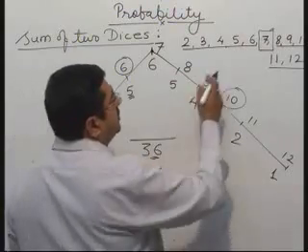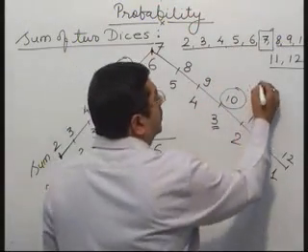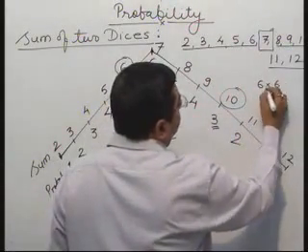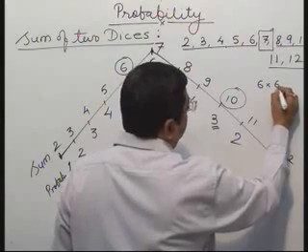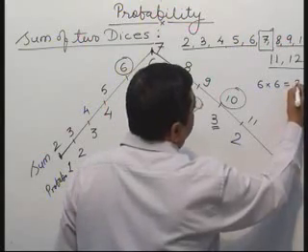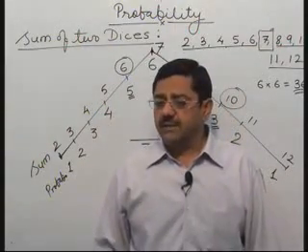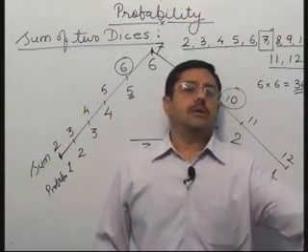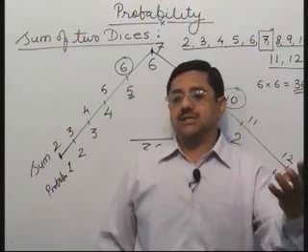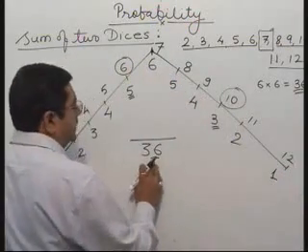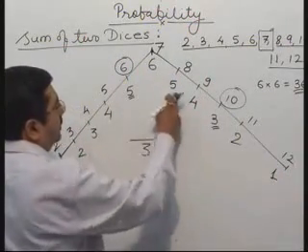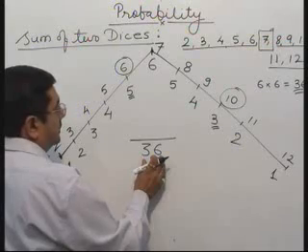Why this is 36? Because with the 2 dice, total outcomes will be 6 outcomes from the first dice, 6 outcomes from the second dice, 6 times 6, 36. Total number of cases will be 36. कुल output हमको कितने मिलेंगे? 36. So this is the total number of cases. Number of favorable cases divided by total number of cases.